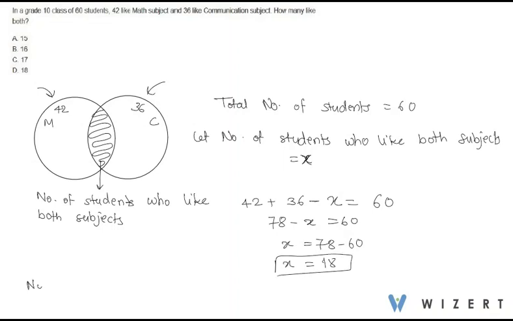Thus, number of students who like both subjects is equal to 18. Let's see. Yes, answer is option D.